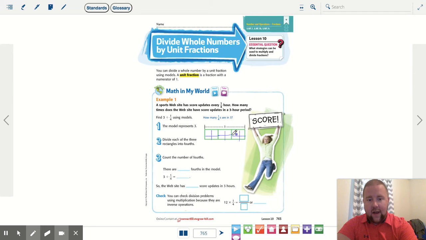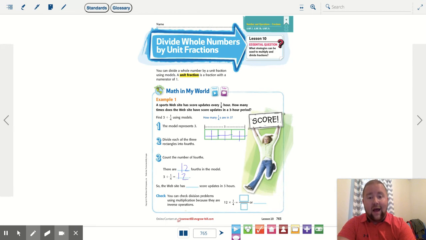Now, each hour was split into 4 equal sections to make fourths. The question they're asking is, how many fourths do we have then? How many fourths of an hour are there? Well, 1, 2, 3, 4, 5, 6, 7, 8, 9, 10, 11, 12. There are 12. 12 fourths are shown in the model, which means that 3 divided by 1/4 is 12. You're saying you have 3 wholes and you're dividing them all into fourths. So with the models, it makes sense to create 3 wholes, break them up into fourths, and tell me how many total pieces there are.